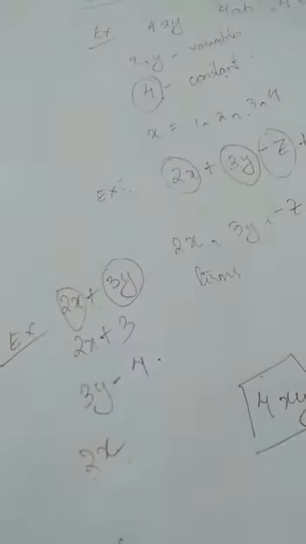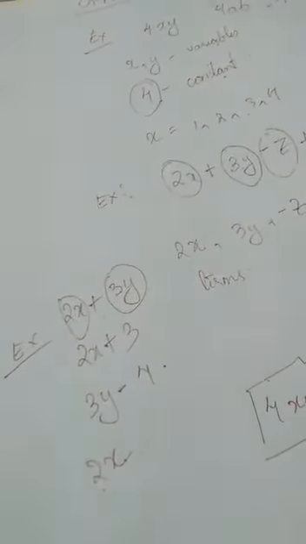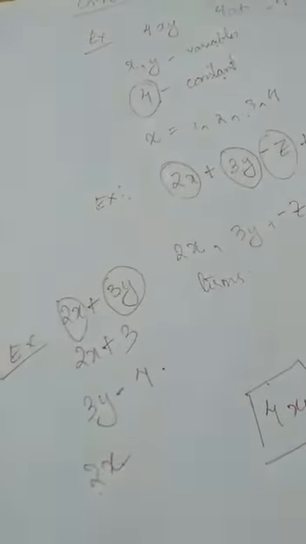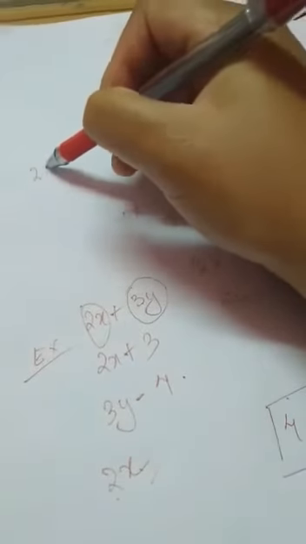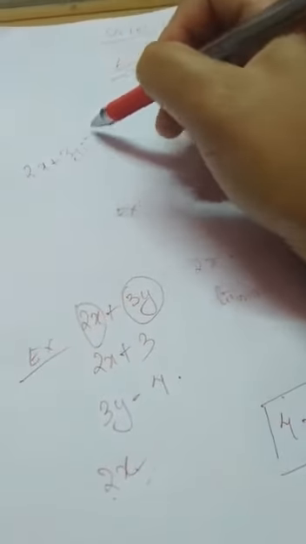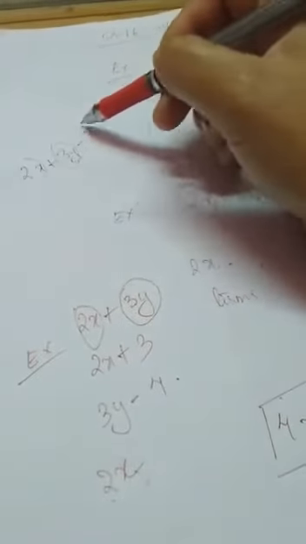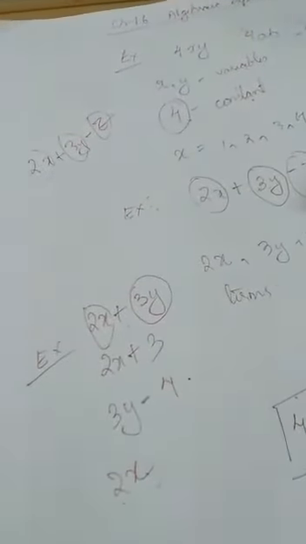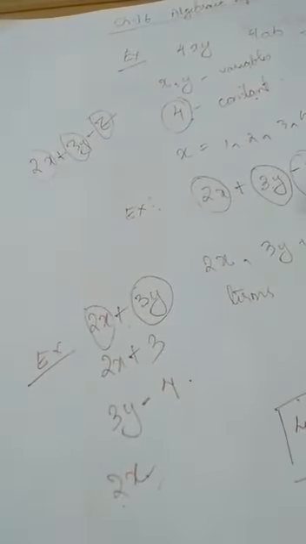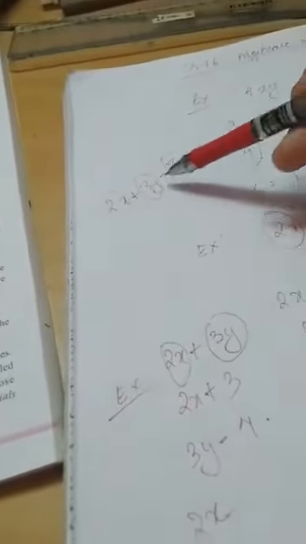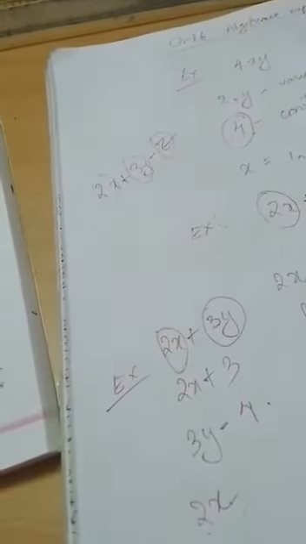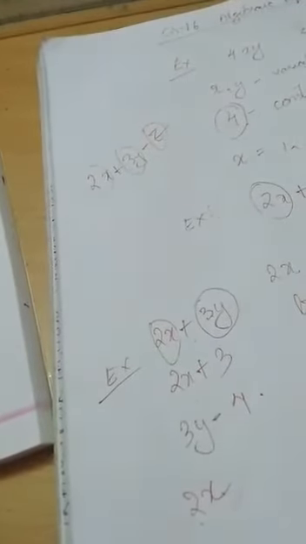Similarly, trinomial means, tri means three terms. Say example, 2x plus 3y minus z. So we have three terms, isn't it? One term, two terms and three terms. So this type of algebraic expression is called a trinomial. An expression having two or more terms is called a multinomial. Suppose it has four terms, then we can say that it is a multinomial.